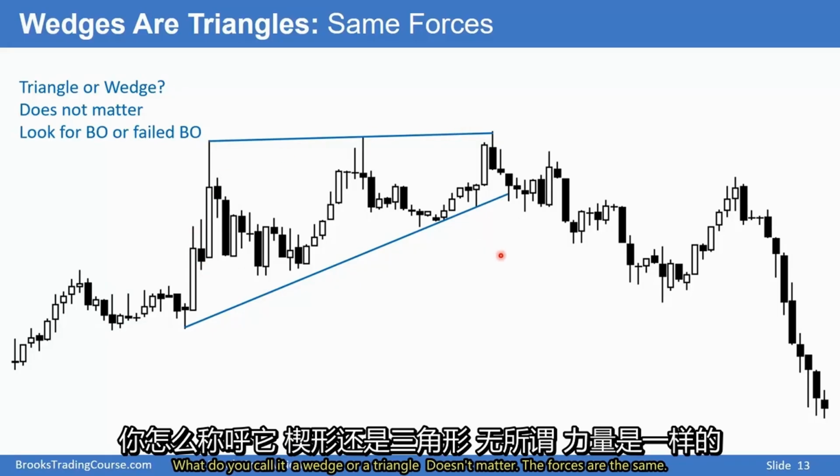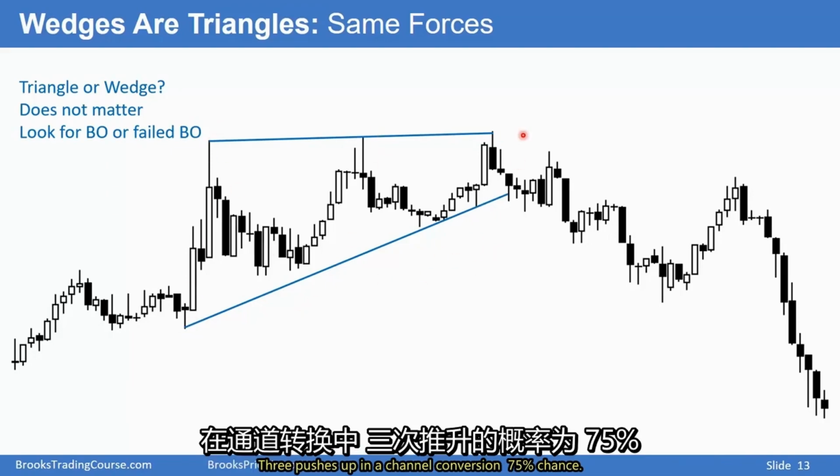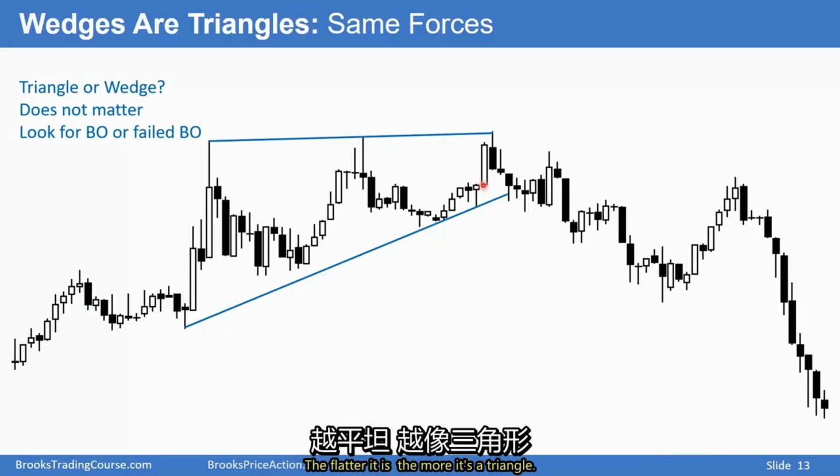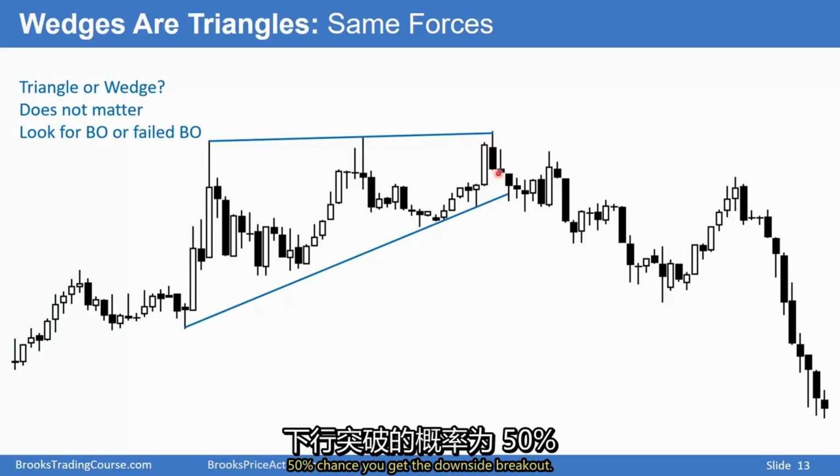What do you call it? A wedge or a triangle? Doesn't matter. The forces are the same. 3 pushes up. In a channel, convergent, 75% chance in general. If it's a wedge, 75% chance you get a successful bear breakout. The flatter it is, the more it's a triangle. 50% chance you get the downside breakout, 50% chance you get the upside breakout.